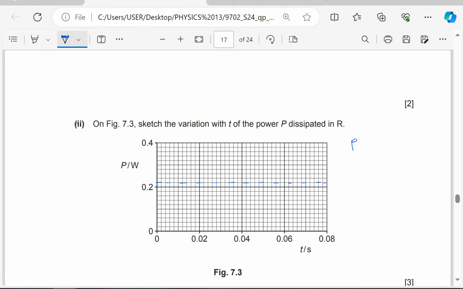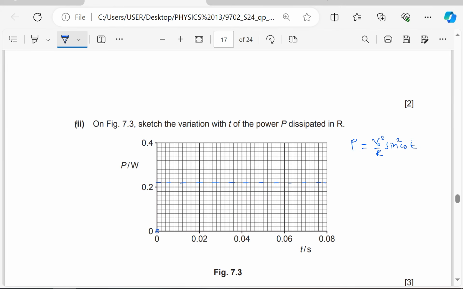But remember, power equals V naught squared over R sine omega t, because it is alternating. Instantaneous power will be V naught squared over R sine omega t. And actually, this is sine squared omega t. So when t equals 0, power is going to automatically be 0. So my graph starts from here.